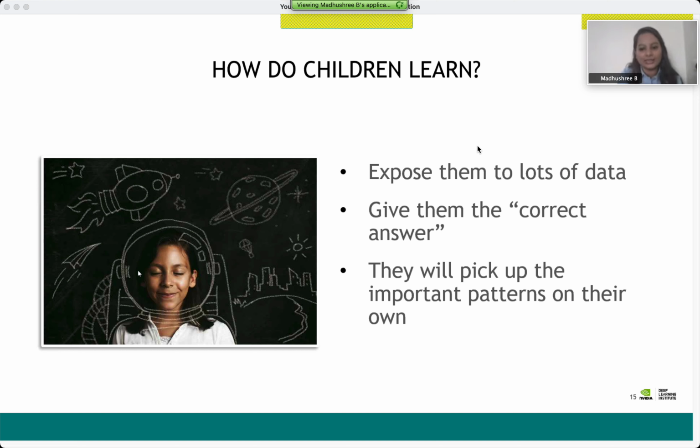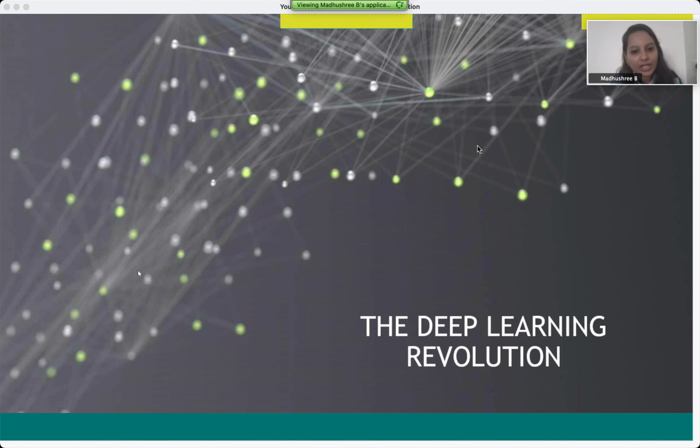This is the way humans learn, by being exposed to a lot of data examples and being given the correct answer, even if they make a mistake, when we correct them. And they'll pick up the important patterns on their own. Our human intelligence is designed in that way. And this is what we are trying to do with the neural network training process.